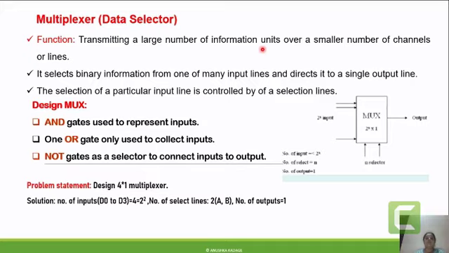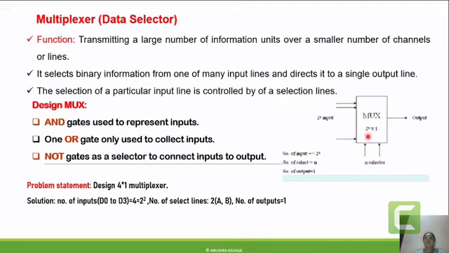And to do this task, it has to select the binary information from one of the many input lines and direct it to the single output line. Let's see the basic block diagrammatic representation for the multiplexer block.